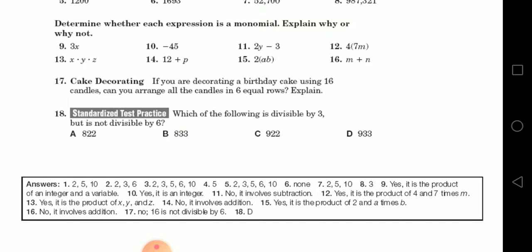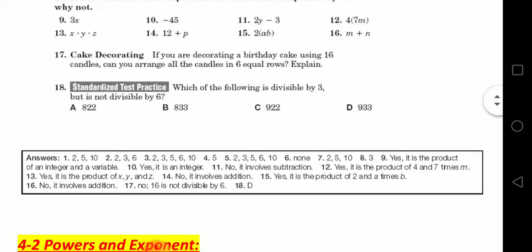Okay, what about number 13? We have x times y times z. So I have the product of x and y and z. This means it's a monomial, right? Then 12 plus something, so we have an error. This is not a monomial because it involves addition.